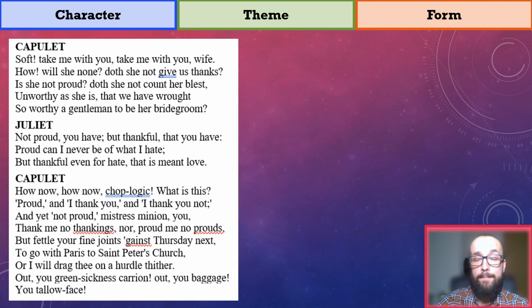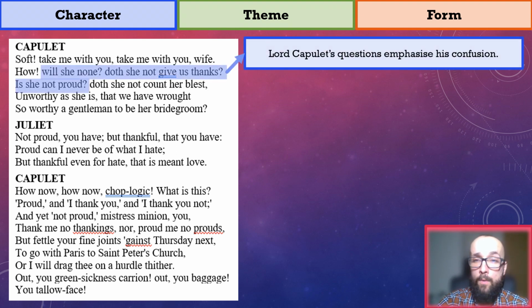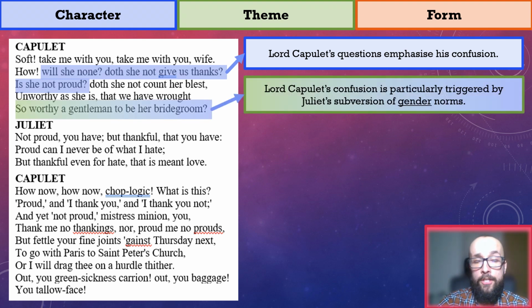So at the end of the previous mini-extract, Lady Capulet tells Lord Capulet that Juliet is refusing to marry Paris. His reaction to this news dominates the rest of the scene. To begin, Lord Capulet is confused by this news, as is evidenced by his repeated questions. Now, his confusion is particularly triggered by Juliet's subversion of gender norms, for by refusing to marry the man that her parents, mostly her father, have obtained for her, she is behaving in a way that is atypical for upper-class daughters in Shakespeare's time.